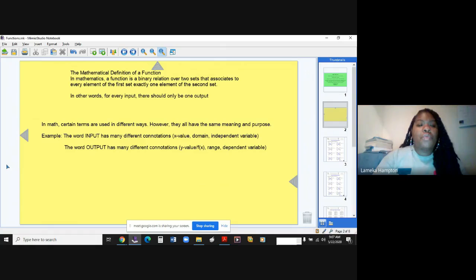Okay, now the word output also has many different connotations. The Y value or f of x, which deals more so with the functions itself. You also have range, and you have the dependent variable. Okay, so remember, just because you may have seen these types of words before, that doesn't mean that you don't know what they mean. Okay, so just keep that in mind. All right.